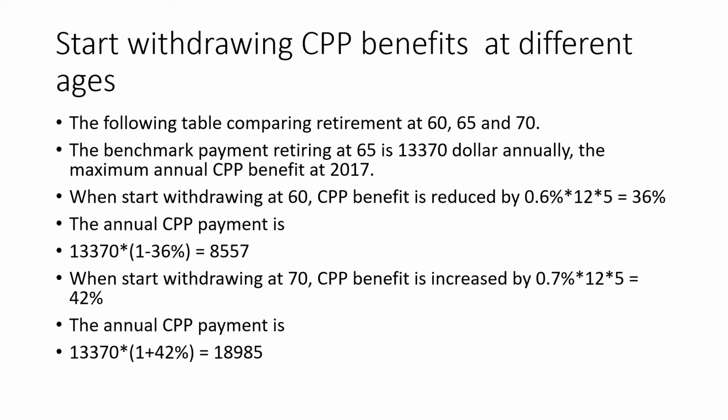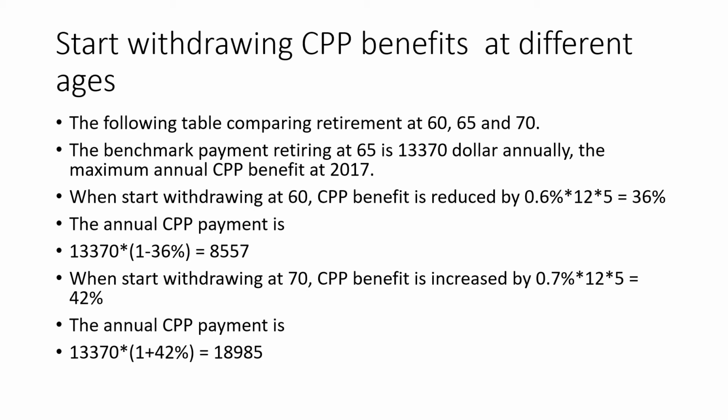Start with drawing CPP benefit at different ages. The following table compares retirement at 60, 65, and 70. The benchmark payment for retiring at 65 is $13,000 annually, the maximum annual CPP benefit in 2017. When retiring at 60, CPP benefit is reduced by 36%. Annual CPP payment is the benchmark amount times 1 minus 36%.